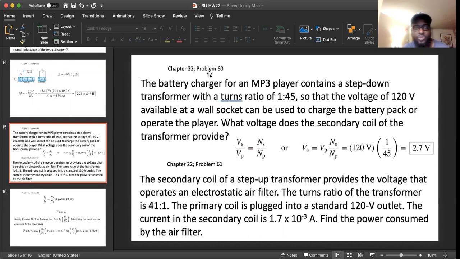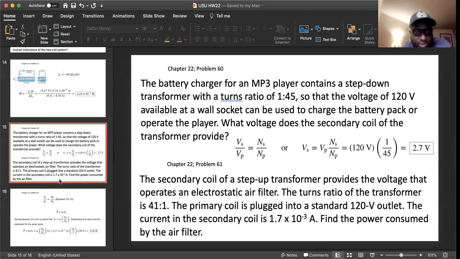So chapter 22, problem 60. This is talking about a step-down transformer with turns ratio 1 to 45. The turns ratio is the number of secondary over the number of primary turns. Okay. So the voltage is given to be 120 volts. That's the primary voltage. They are looking for the secondary voltage. So we use this: voltage in secondary over voltage in primary is the number of turns in secondary over the number of turns in primary. From here, we'll find the voltage in secondary, and that's just straightforward.